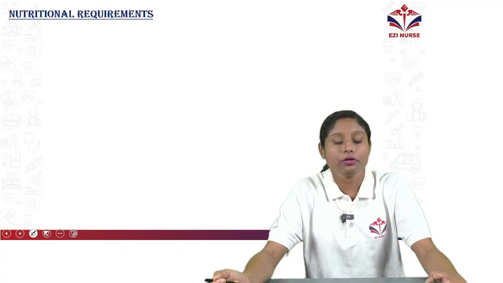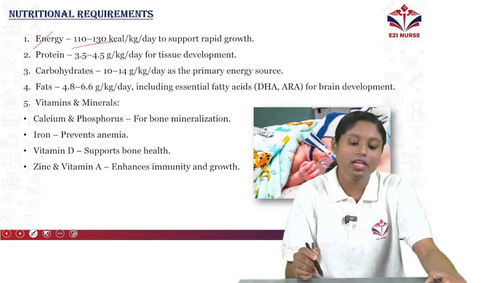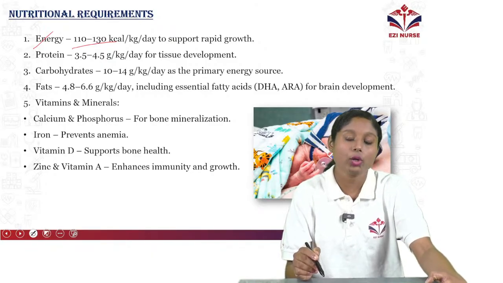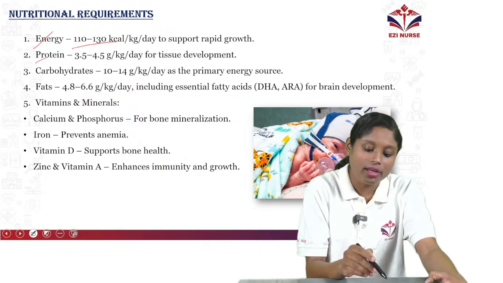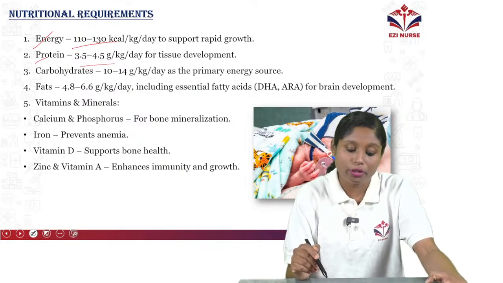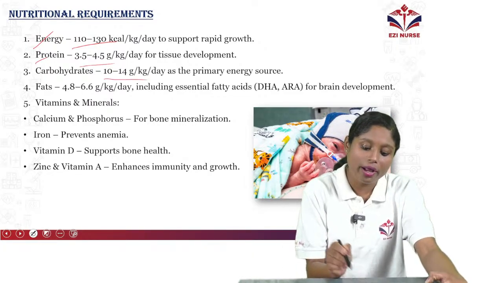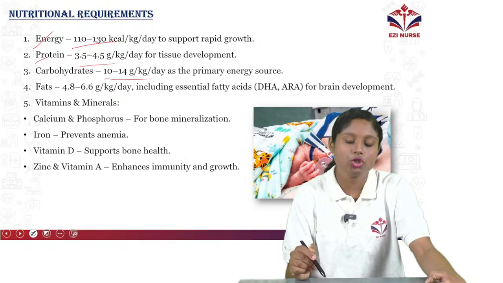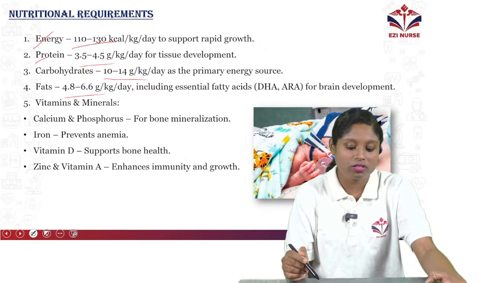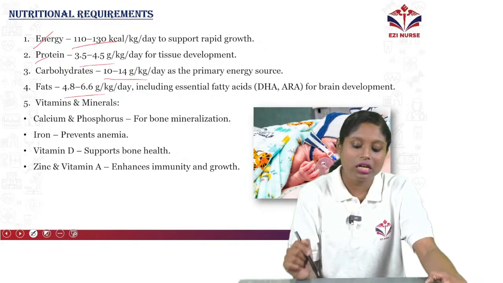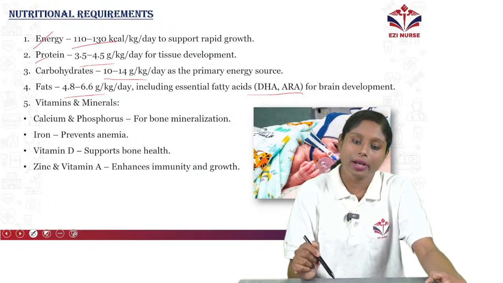Coming to the nutritional requirement of a premature baby. So what are the nutritional requirements they have? Energy: they need 110 to 130 kilocalories per kg per day to support their rapid growth. Protein: they need 3.5 to 4.5 grams per kg per day. Carbohydrate: 10 to 14 grams per kg per day, and fats should be 4.8 to 6.6 grams per kg per day. This includes essential fatty acids like DHA or ARA for brain development.